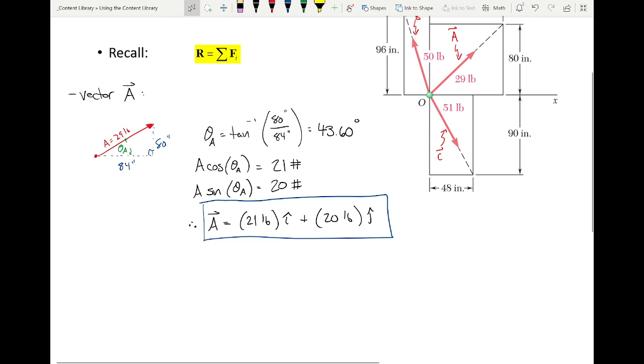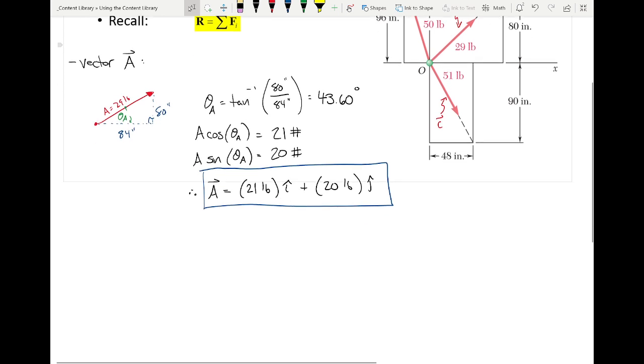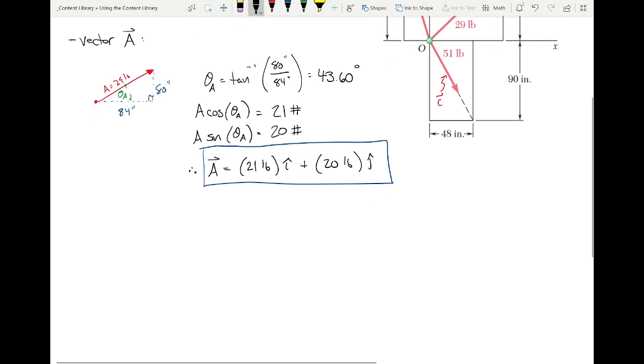Okay. So now what we're going to do is keep on doing that. We're going to do that for vector B, and we're going to do that for vector C, so that we have all of the vectors described in IJ notation. Okay. So let's look at vector B. I'm going to just redraw vector B down here because I don't want to keep scrolling, because I know that'll get kind of annoying for you all in the classroom.